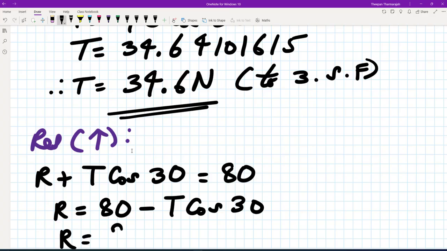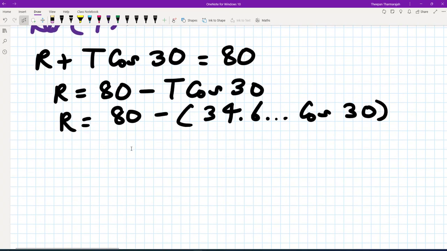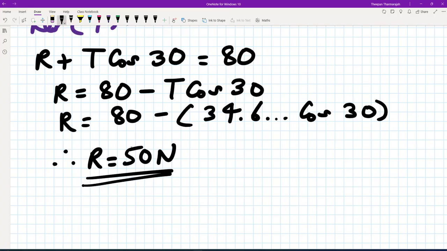So R is 80 minus 34.6 and so on times cos 30. And that gives me exactly 50 newtons by using the true value of T. So I get 50 newtons for R.